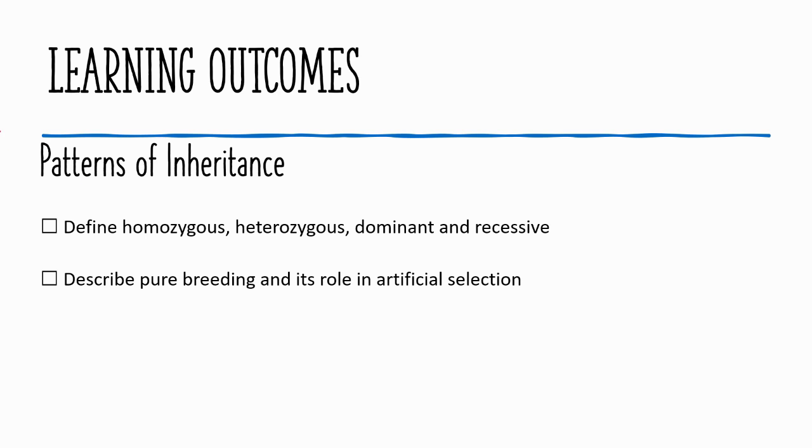So this video has been about defining some key terms related to patterns of inheritance: homozygous, heterozygous, dominant, and recessive, and also talking about pure breeding and its role in artificial selection.